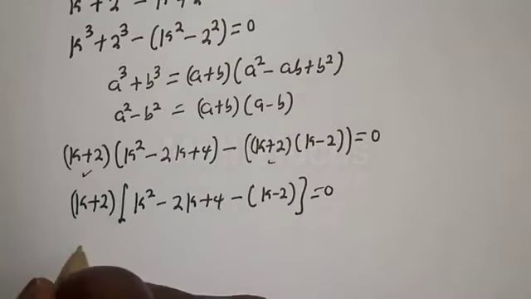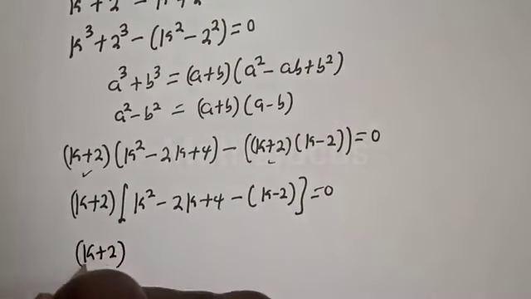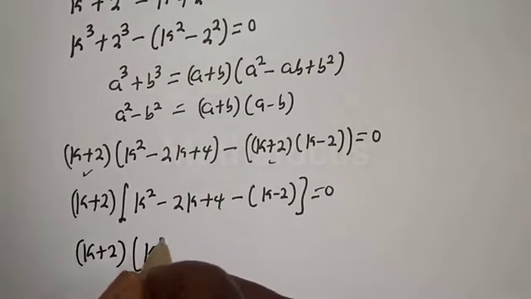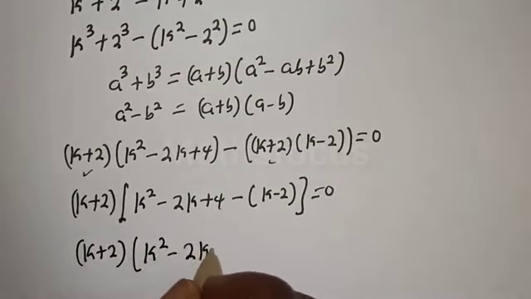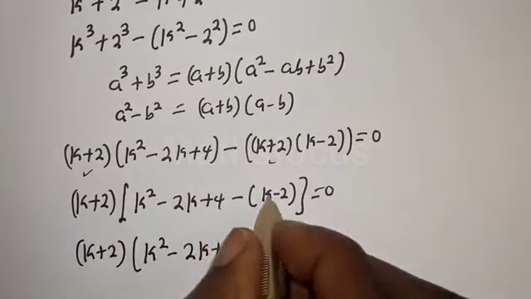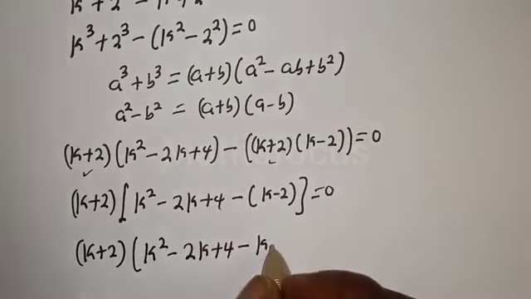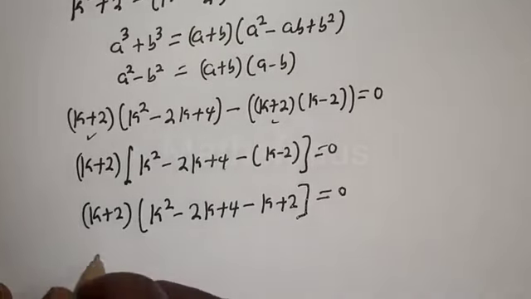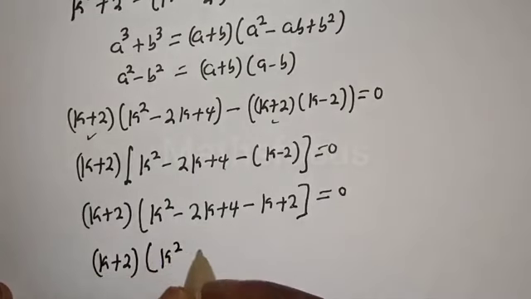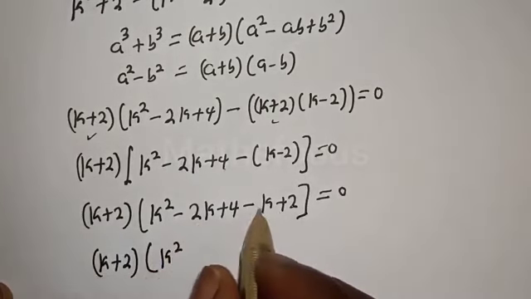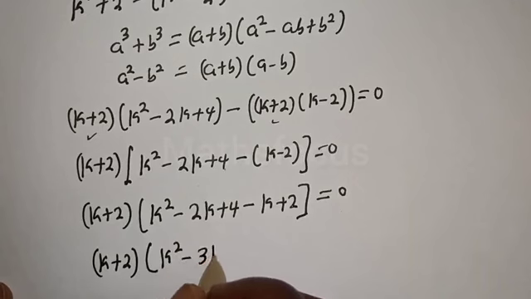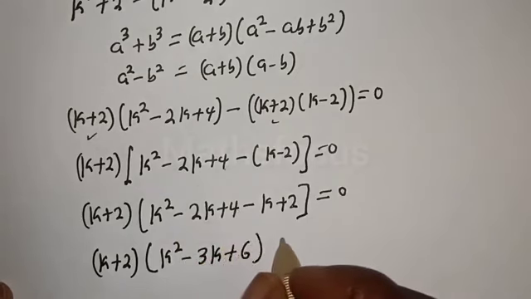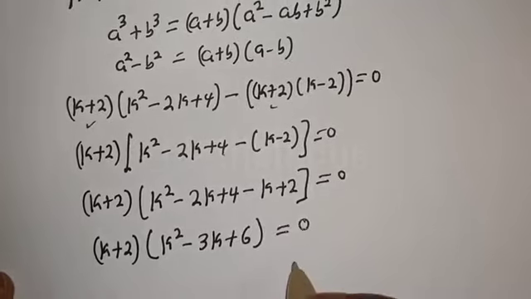Then here is k plus 2 bracket k squared minus 2k plus 4 minus k, minus times minus 2 that is plus 2, is equal to 0. k plus 2 bracket k squared minus 2k minus k is minus 3k, 4 plus 2 is plus 6, is equal to 0. There are two cases here.